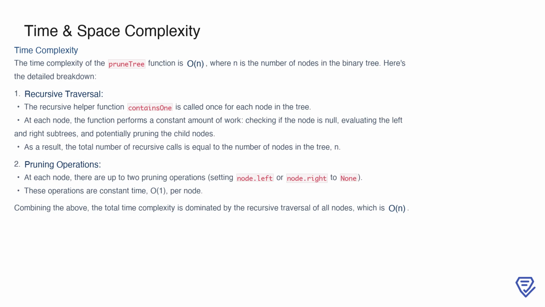child nodes. Since these tasks do not involve any additional iterations or loops, the time spent at each node is O(1). When we sum this up across all n nodes in the tree, we get an overall time complexity of O(n). Additionally, the pruning operations involved, such as setting node.left or node.right to None, are also constant time operations per node, meaning they do not add any extra overhead to the total complexity. Therefore, the time complexity is fully dominated by the recursive traversal of the tree, which remains O(n).